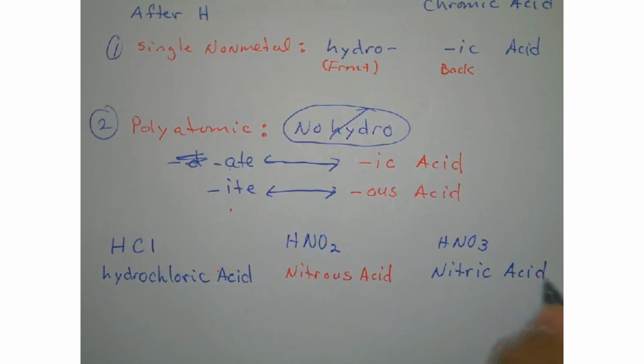So really simple rules, guys. We don't care about the H. We care about what happens after the H. Singles get the hydro on the front, ick on the back. Polyatomics, no hydro. Ate turns into ick, and ite turns into us, and we just write acid.